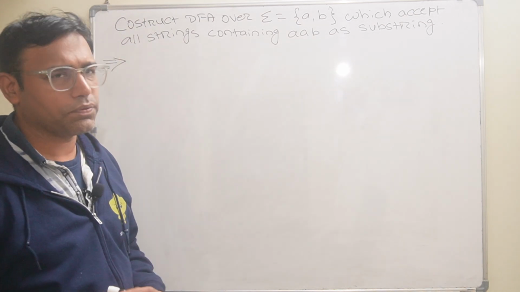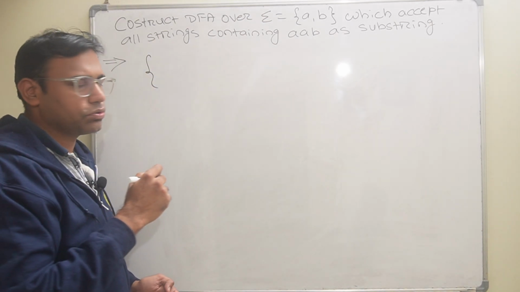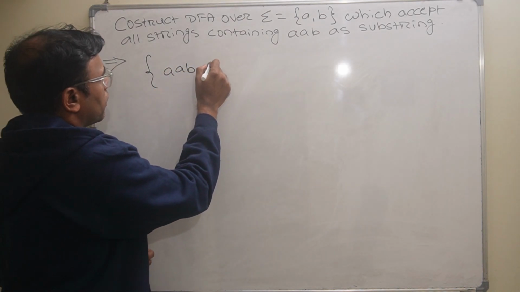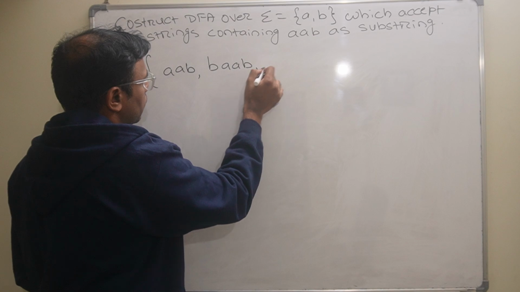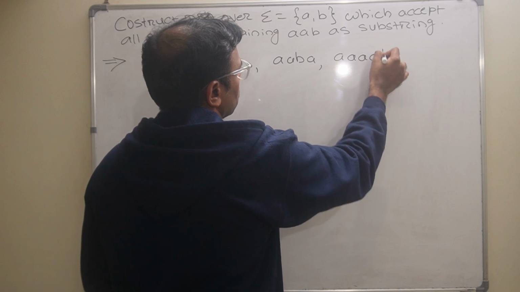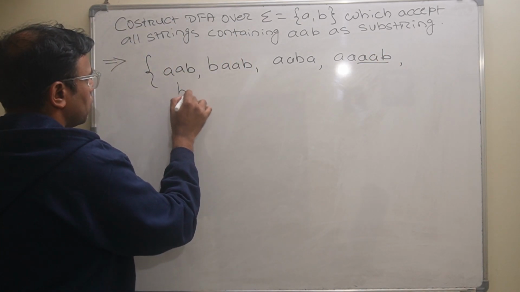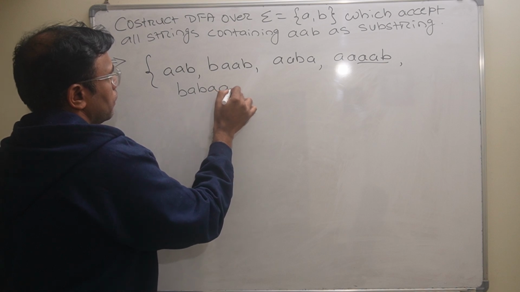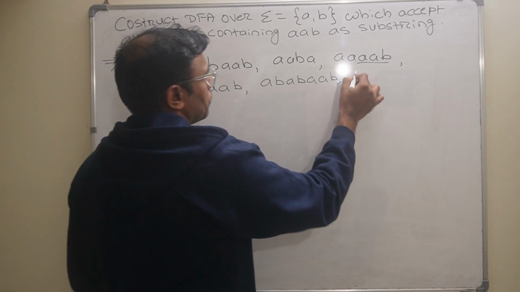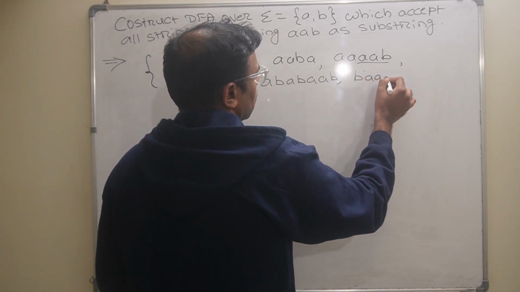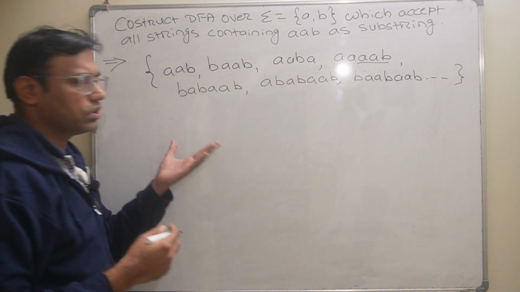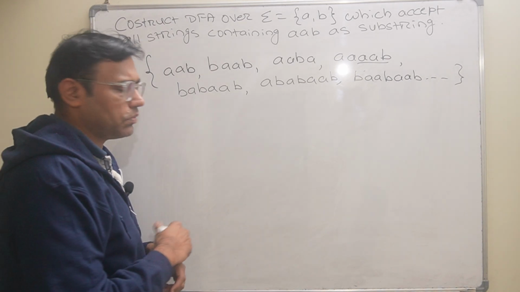So before construction of DFA, I will write all the possible values which will accept ab as substring. So first value is aab, next value can be baab, then aab, then bbb, then baba, aab, and aab, then we can write baab, aab and so on. So using these values we will construct the DFA which will accept ab as substring.